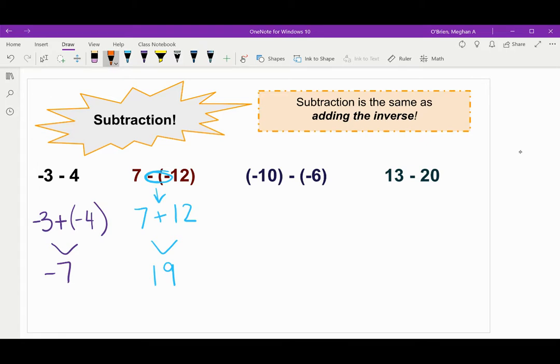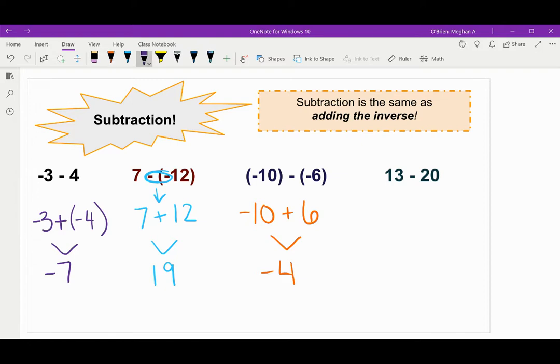Next up, -10 minus -6. So -10 plus the opposite of -6, which is 6. What do I have more of? I have more negatives. And the difference between these, because the signs are different, is 4.